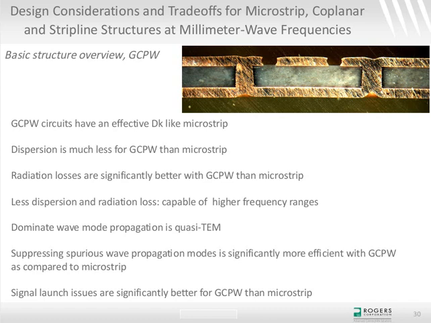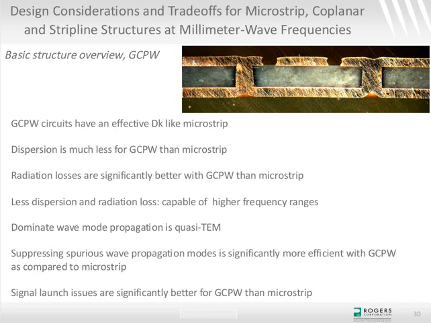So bottom line, a lot of times engineers will transition from a microstrip transmission line to a grounded coplanar waveguide transmission line when they go from microwave frequencies to millimeter wave frequencies, because there are definitely some benefits to grounded coplanar waveguide. There are some drawbacks, as you'll see when I get into the printed circuit board fabrication influences. But in general, grounded coplanar waveguide is going to perform better at millimeter wave frequencies than microstrip.